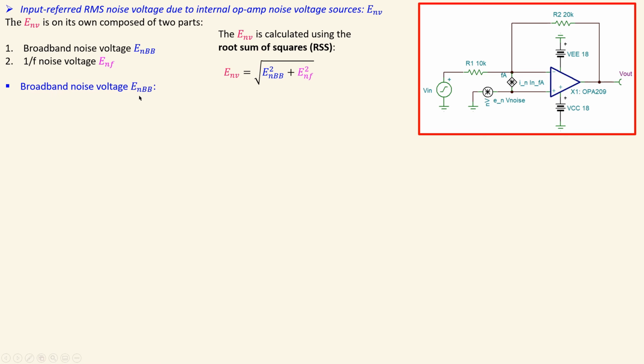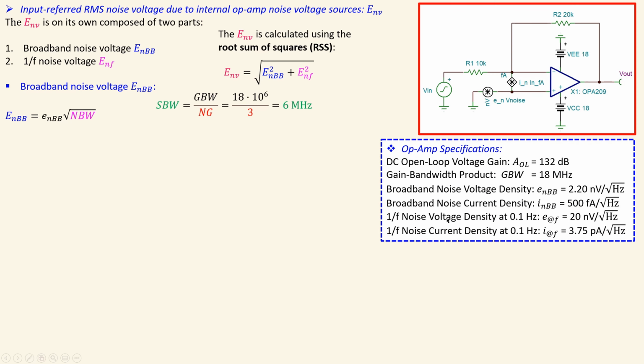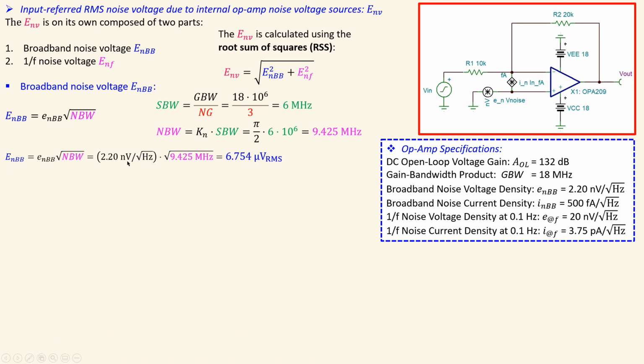So the broadband noise voltage is given by this expression, which is the RMS value of the broadband noise voltage, equal to the broadband noise voltage spectral density times the square root of the noise bandwidth. We already know the signal bandwidth was 6 MHz. We already calculated this. And using the specification of the OpAmp, we can then go to the noise bandwidth. Using the gain bandwidth product and the noise gain, which is 3 in this example, we have 9.425 MHz. That will be substituted in this expression using 2.2 nanovolts per root hertz for the broadband noise voltage spectral density here. And you do the math, you will get approximately 6.75 microvolts RMS. So we know already the part here.